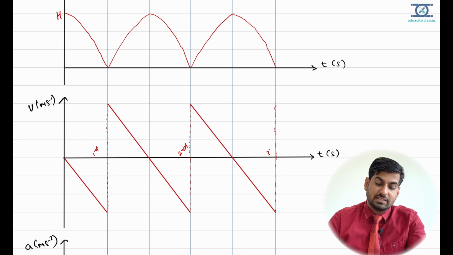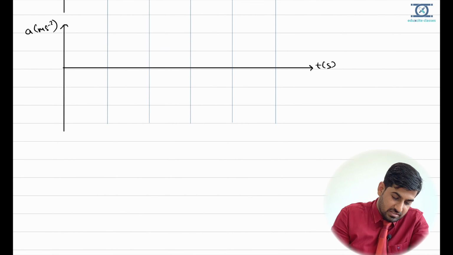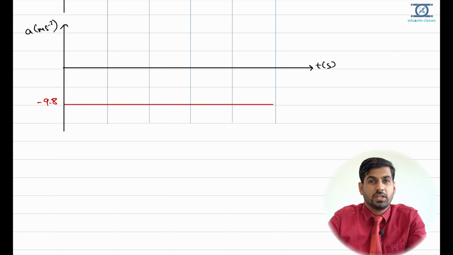And we know that acceleration is the constant gravitational acceleration. So you can draw a straight line because the downward direction is negative, so minus 9.8 meter per second square. With respect to time, there is no change in the acceleration. So it will be a straight line below the x-axis in negative y.